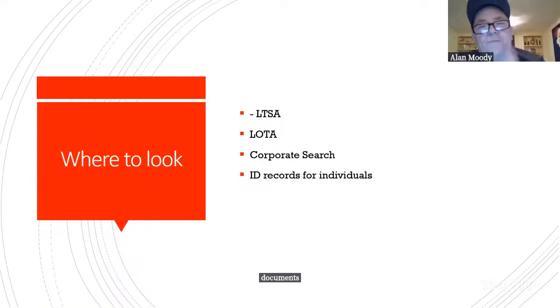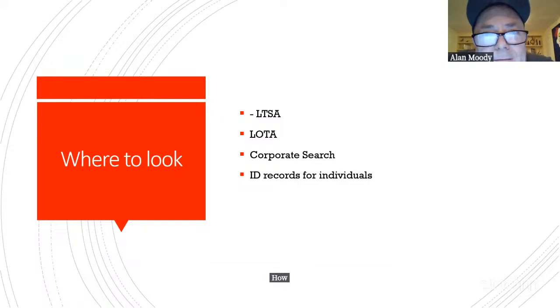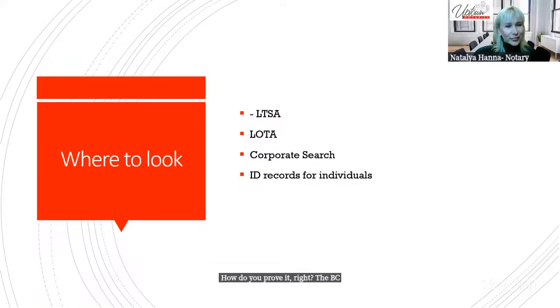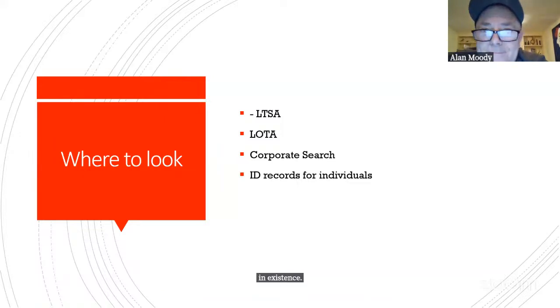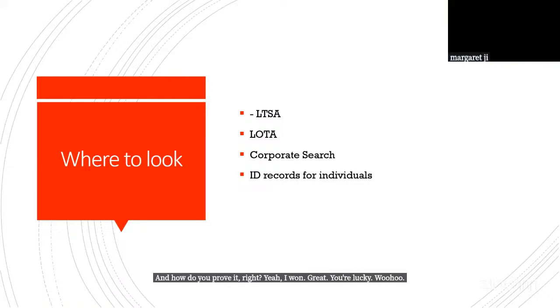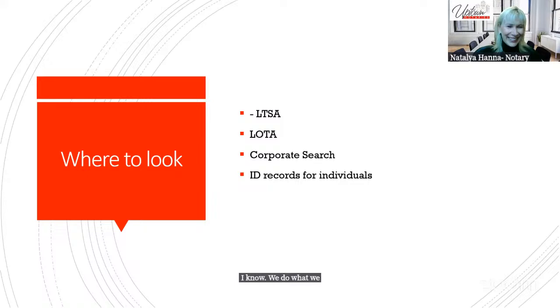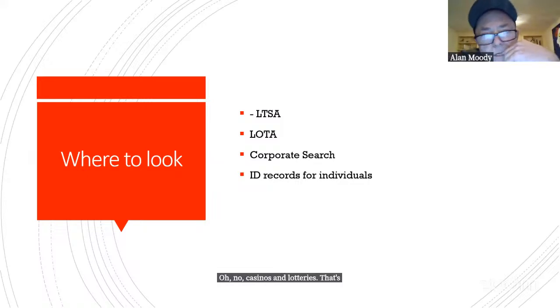It's funny that you mentioned lotteries because that's actually fairly well known as one of the best money laundering things there is. How do you prove it, right? So the BC government is one of the biggest money launderers in existence. And how do you prove it, right? Yeah, I won. Great. You're lucky. Woohoo. I know. We do what we can do, right? Casinos and lotteries, that's where you launder money. Yeah.